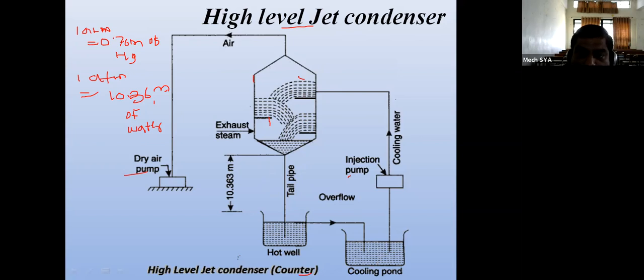And the height between the vessel and the cooling pond is much more. Therefore, the cooling water pump, also called the injection pump, is required. Now, other things: from the hot well, water can be taken to the boiler and the overflow is given to the cooling pond. This is the high level jet condenser. And the air pump is used to remove the air entering this particular condenser vessel.